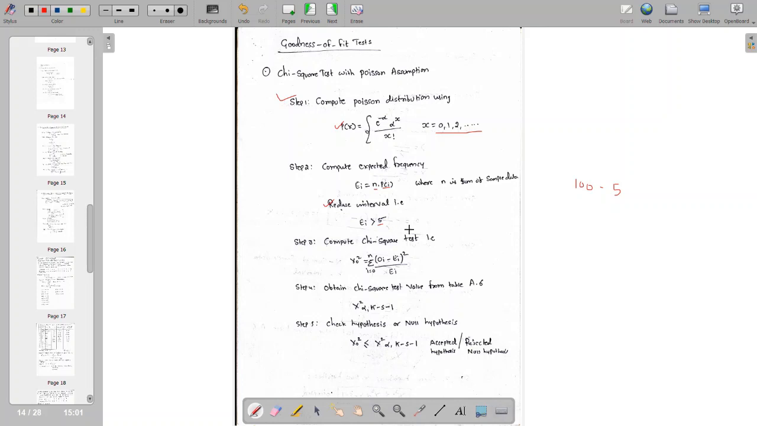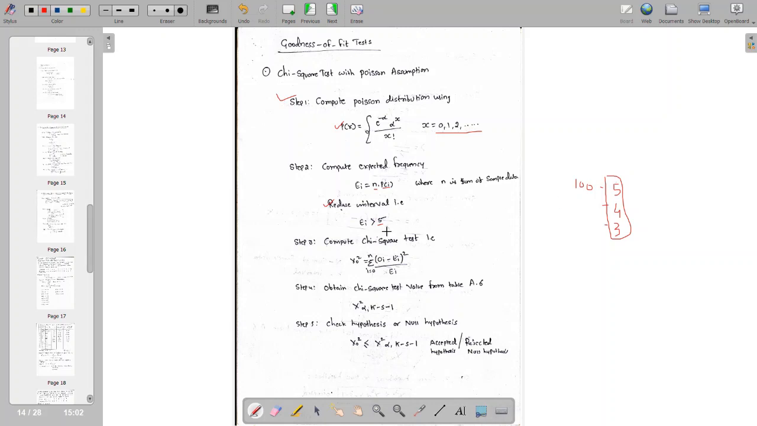If it is 50, then the reduced interval will be 4. If it is 30, then the reduced interval will be 3. We need to compare: your expected value should always be greater than the reduced interval value. If not, then we have to combine the first interval with the second interval.